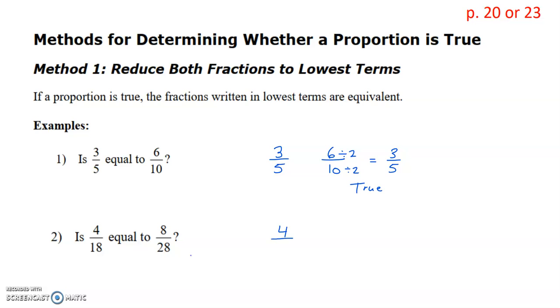If we take a look at 4/18 and 8/28, and we reduce them both to their lowest terms, 4 and 18 share a factor of 2, so that's going to be 2/9, and 8 and 28 share a factor of 4, and that's going to be 2/7. So here we do not have a true proportion. This is a false proportion. They are not equal to one another.